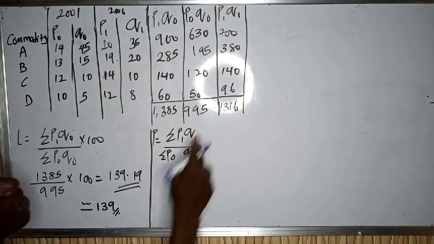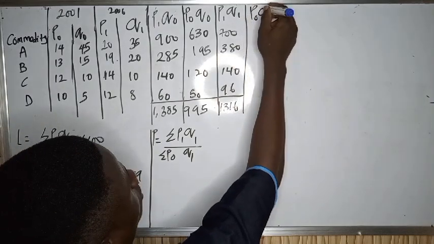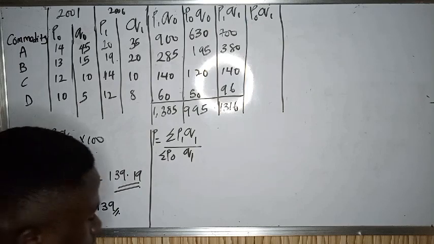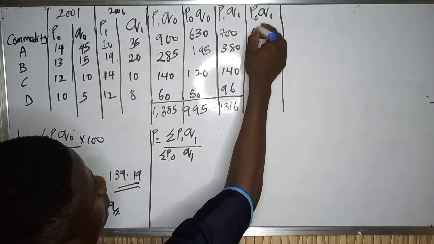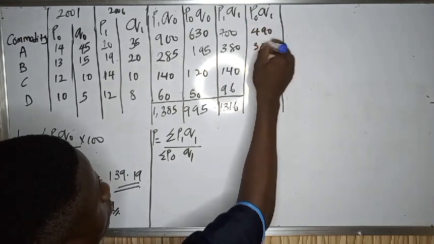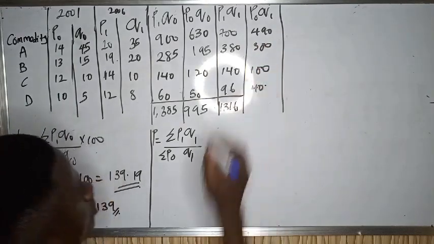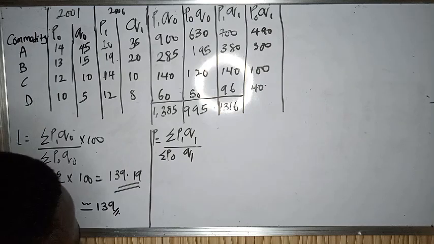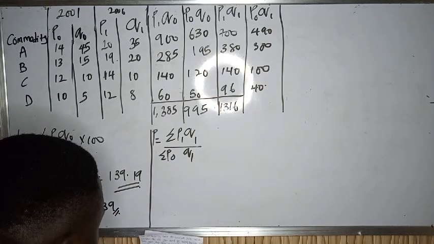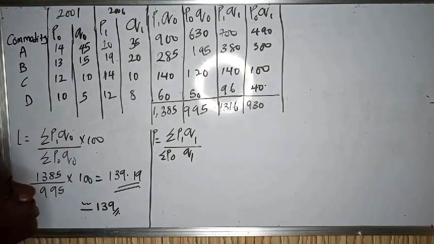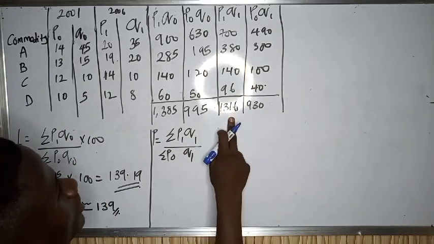P0 Q1. What are we going to have? P0 Q1, we have 490, 300, then 300, 140, and 40. So if you add everything together, you're going to be having 930. So doing the normal calculation, summation of P1 Q1 is 1316.